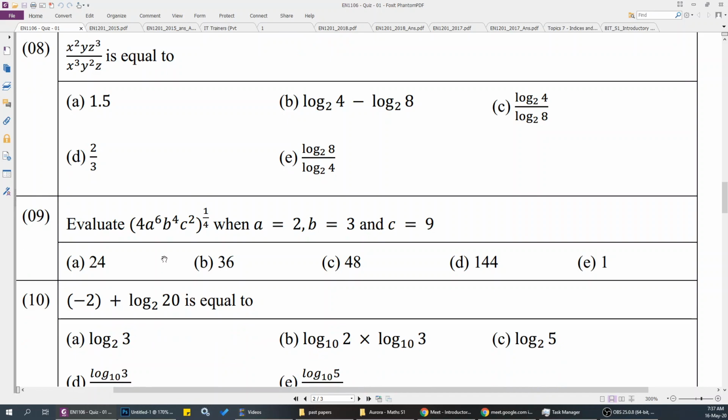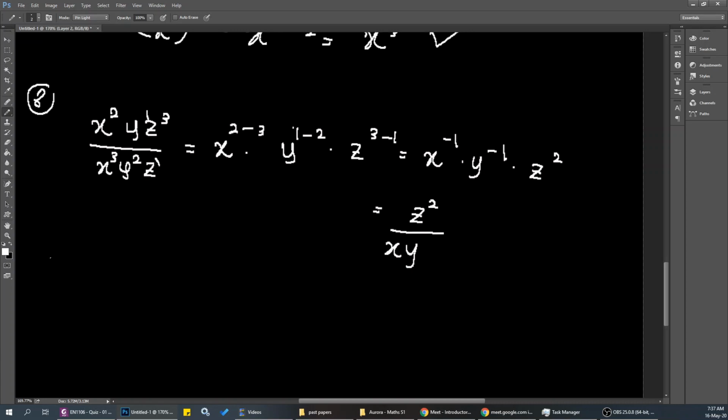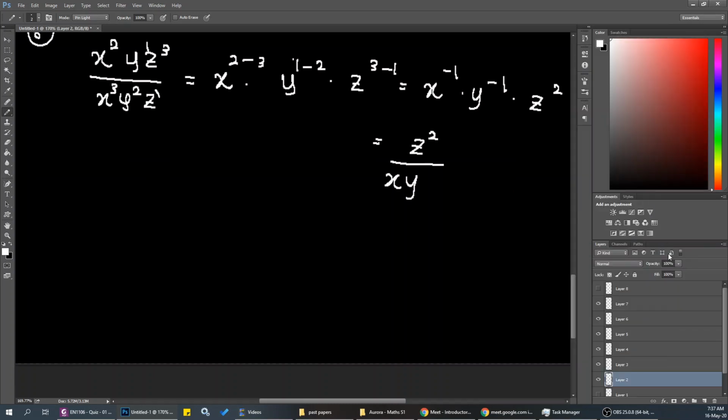Okay, I'm moving on to the ninth question now. So this is the answer that should be there for question 8, and if you got it right, and yes, this is the answer. Okay, ninth one.